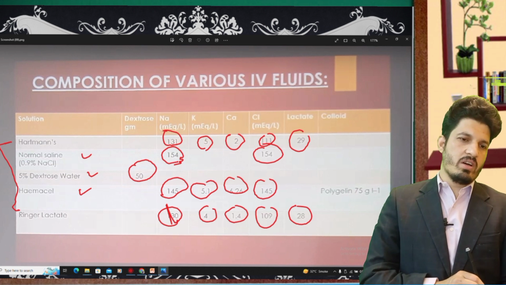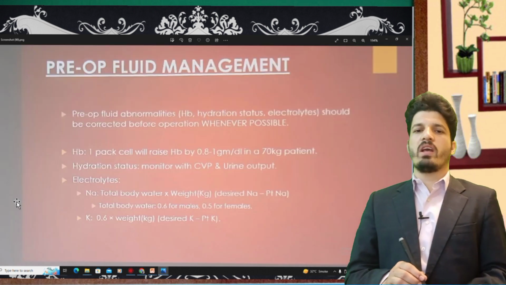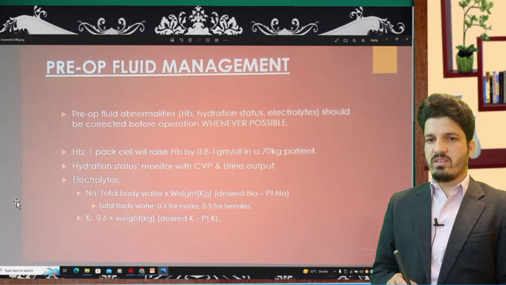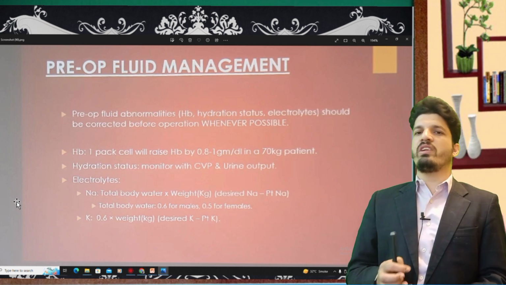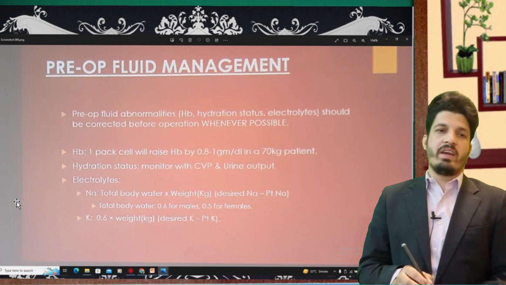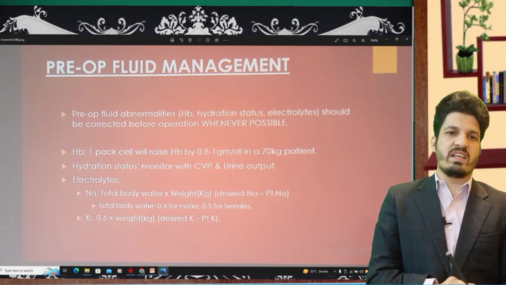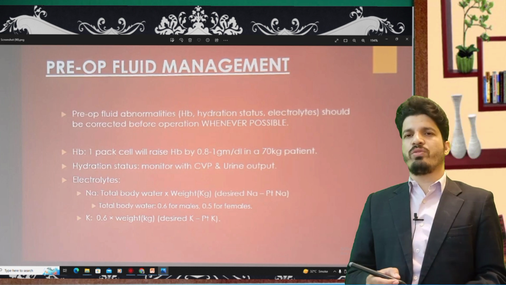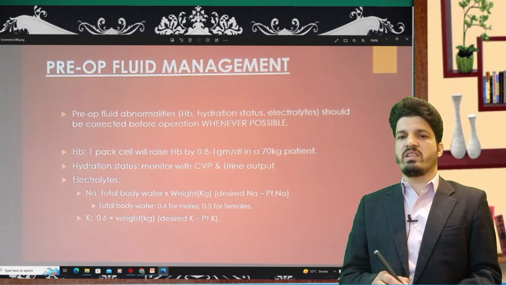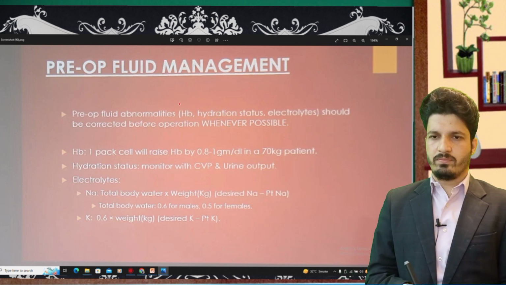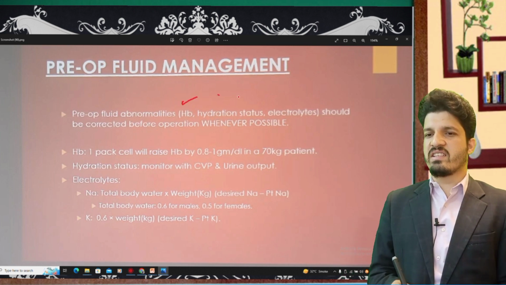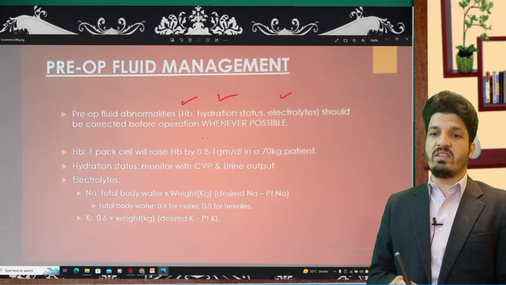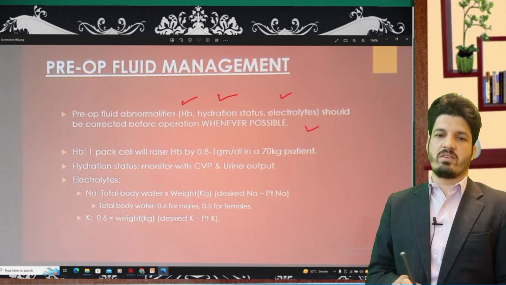Moving towards the next slide. The first is pre-operative fluid management. In pre-operative fluid management, you will look for three things. If you are going to perform a laparotomy or any surgery, you will definitely think about three things. First is the HB, second is the hydration status, and third is the electrolytes. These should be corrected before surgery whenever possible to optimize the patient.